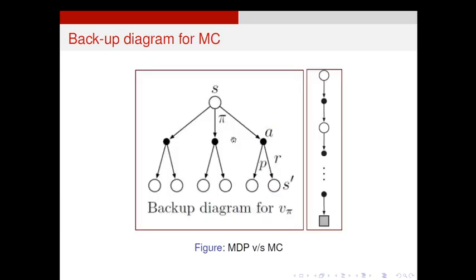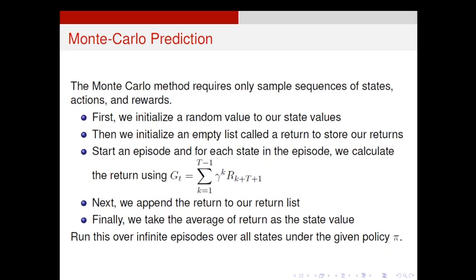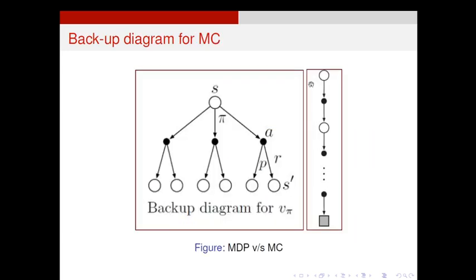Okay, one is a breadth structure, another one is a depth structure. The Monte Carlo method requires only sample sequences of states, actions and rewards as in this table. This second figure shows the Monte Carlo. It starts from the initial state and moves through some states, then reaches the end state.